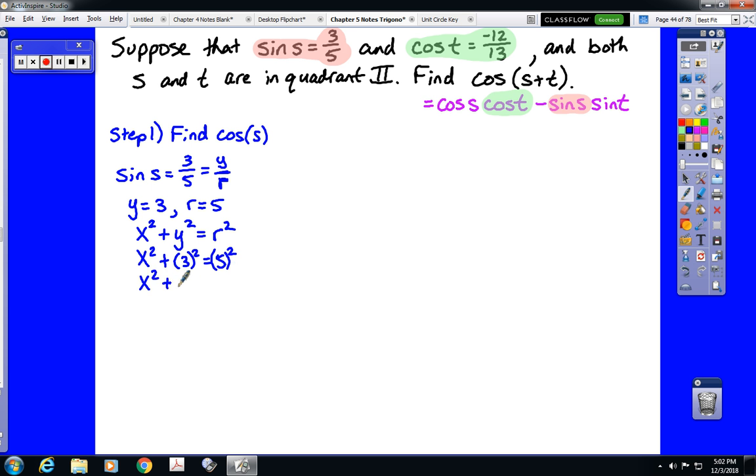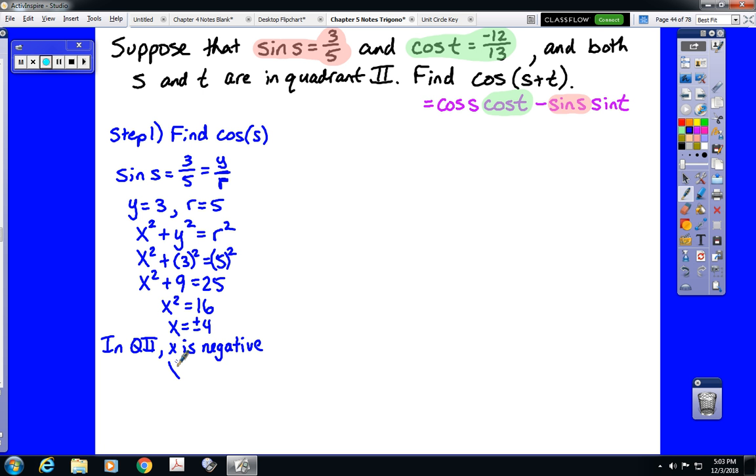So we'd have x squared plus 9 equals 25. We would subtract 9 from each side, which would give us x squared is 16. And then we would take the square root, which would give us plus or minus 4. But we need to know whether it's positive or negative. That's told right here where it says s and t are in quadrant 2. So if angle s is in quadrant 2, x is negative.